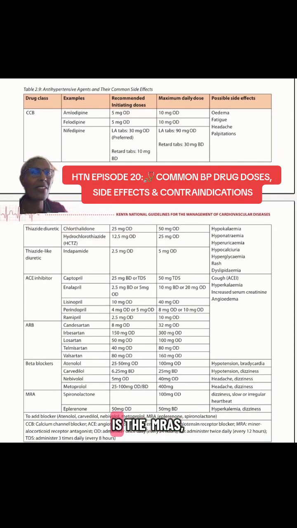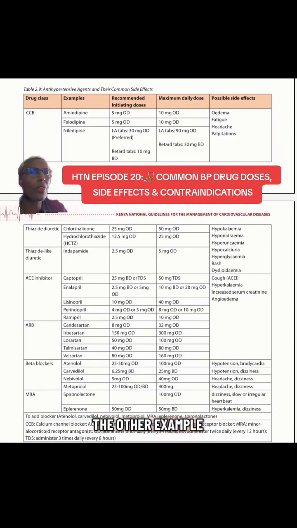Class number 6 is the MRAs, mineralocorticoid receptor antagonist. We said this is a drug used in step 4 and mainly used for patients with resistant hypertension. Here we have spironolactone or Aldactone. We start at 25 milligrams once a day to a maximum dose of 50 milligrams. Aldactone, you start from 25 milligrams once a day to a maximum dose of 100 milligrams once a day.